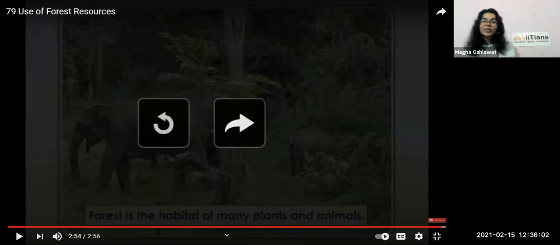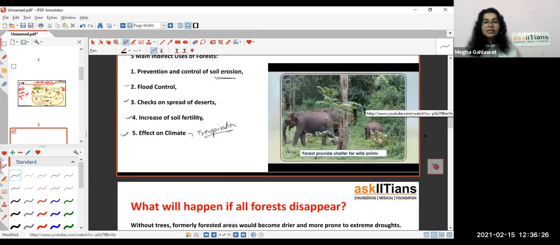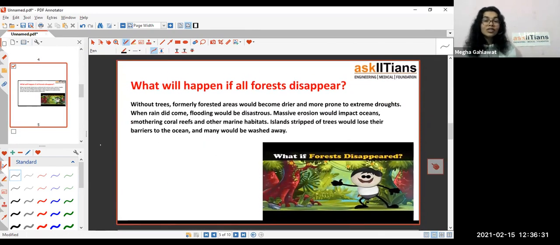And now we're going to move forward to this slide. All right. Now, when we are done talking about the uses of the forest, we'll be going on to what will happen if the forests actually disappear. What will we do? What will happen? What actually is going to go on?